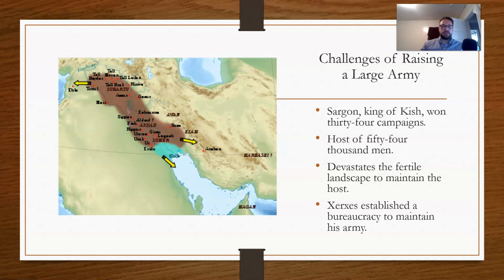Which, of course, Sargon had his massive host, which made him difficult to beat and held superiority over other tribesmen. And, of course, disease wiped out most of them. So, that being said, when we get to Xerxes in the Persian Empire, he made sure to establish a form of bureaucracy to maintain his army.